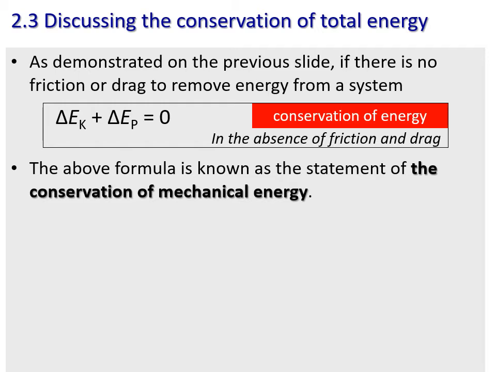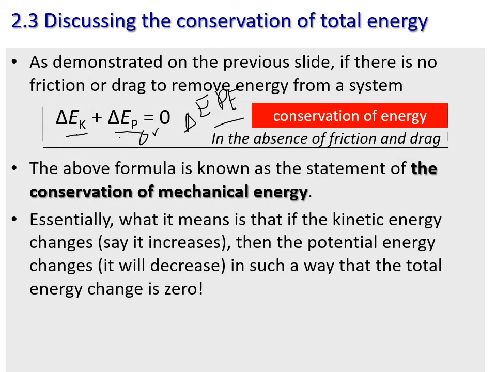In fact, it goes even further, because for any type of mechanical energy, if this is kinetic energy, which it is, if this is gravitational potential energy, or even a change in elastic potential energy, you would sum up the changes in these energies for whatever system, and you set them equal to 0. What this unaltered equation, the change in kinetic energy plus the change in gravitational potential energy equals 0, essentially says is that if the kinetic energy changes, let's say it increases, then the gravitational potential energy has to change also, and it decreases in such a way that the total change in energy is 0.